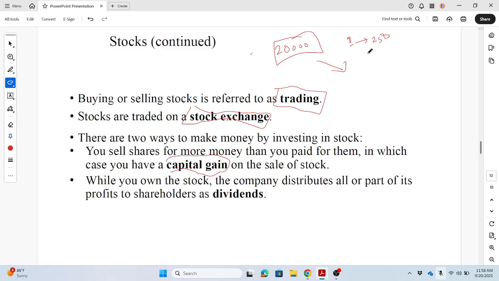Then the cost of 20,000 Apple shares is 250 times 20,000, which is 5 million. So you invest 5 million in Apple by owning 20,000 shares, and then after some time you sell them for 6 million. Then you made a profit, which is the difference between these two numbers, 1 million. That is called capital gain. If you lose, then that's a loss.